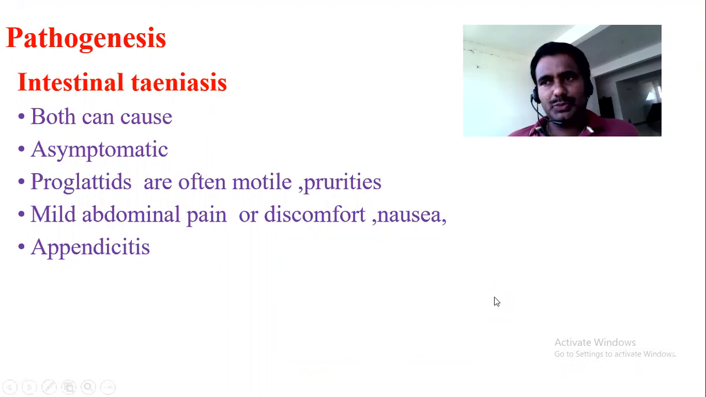Now the pathogenesis of both. I didn't explain the Taenia saginata pathogenesis earlier, so here I am explaining the pathogenesis of both Taenia species, solium and saginata. Both cause the same pathogenesis: intestinal teniasis. They are often asymptomatic. Proglottids are often motile and cause pruritus. There may be abdominal discomfort, nausea, a vomiting sensation, and appendicitis. These are the intestinal teniasis symptoms.